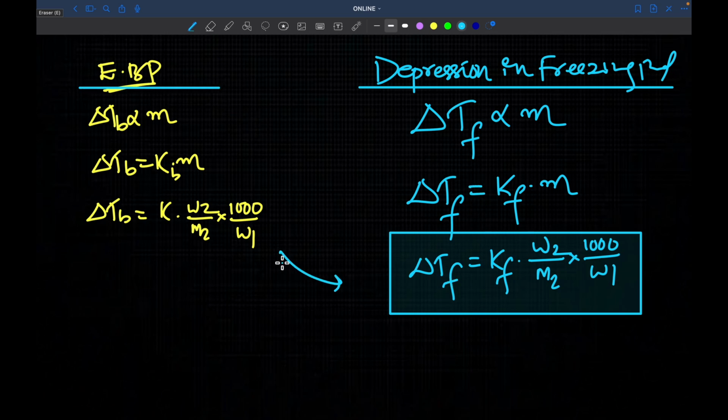There is only one difference between these two, that is KF. Here you have KB. KF and KB are the difference, and elevation is about boiling. Elevation is measured at boiling point, that's why we denote it by del TB, del KB. Depression takes place at freezing point, that's why we talk about the subscript F. So this is freezing point.